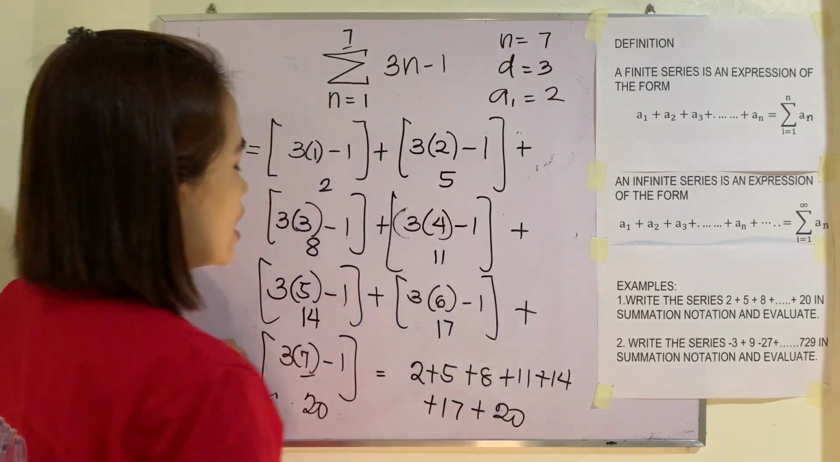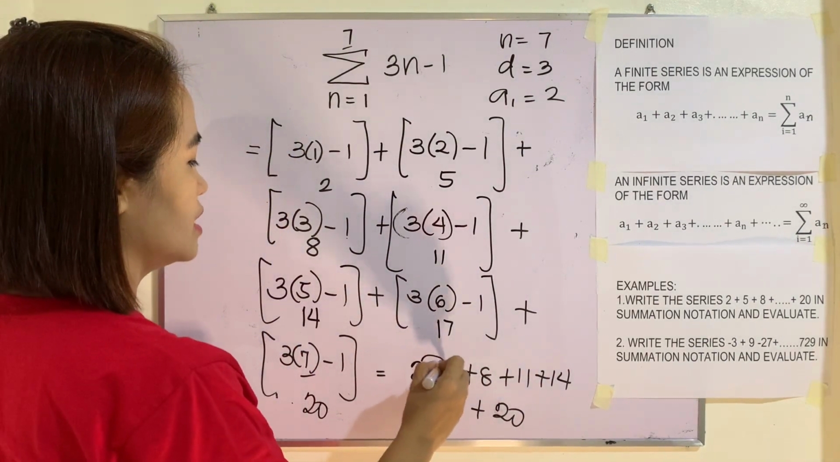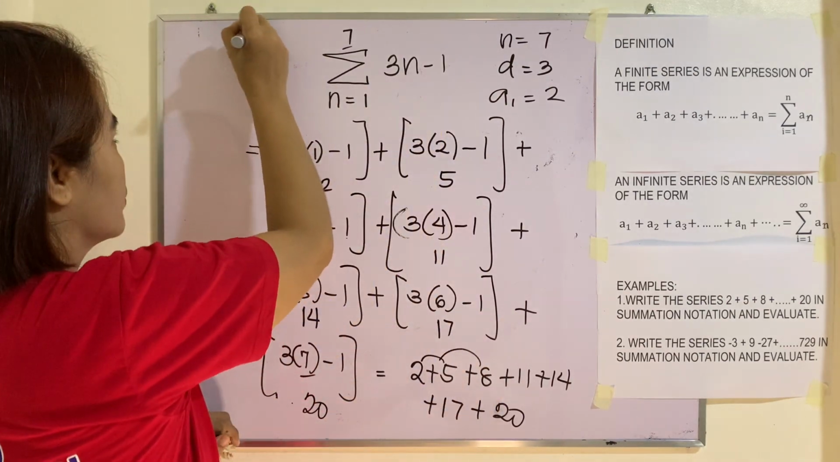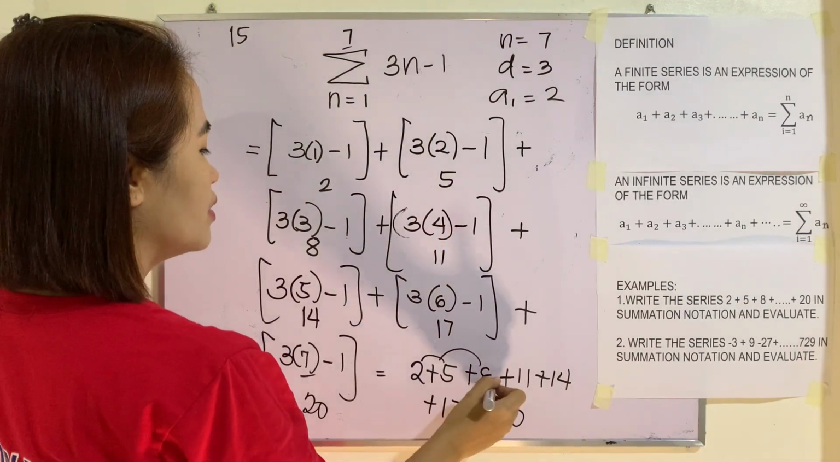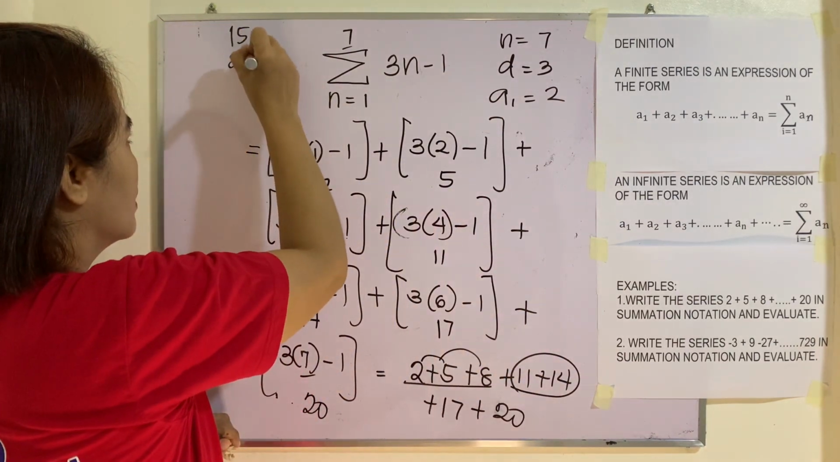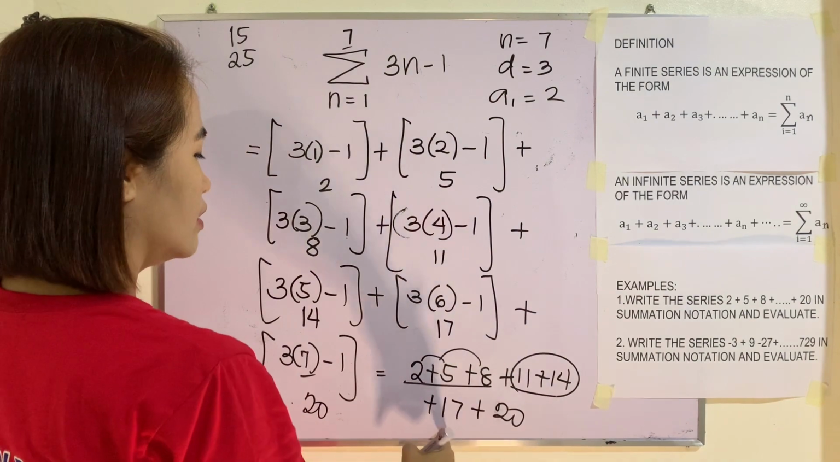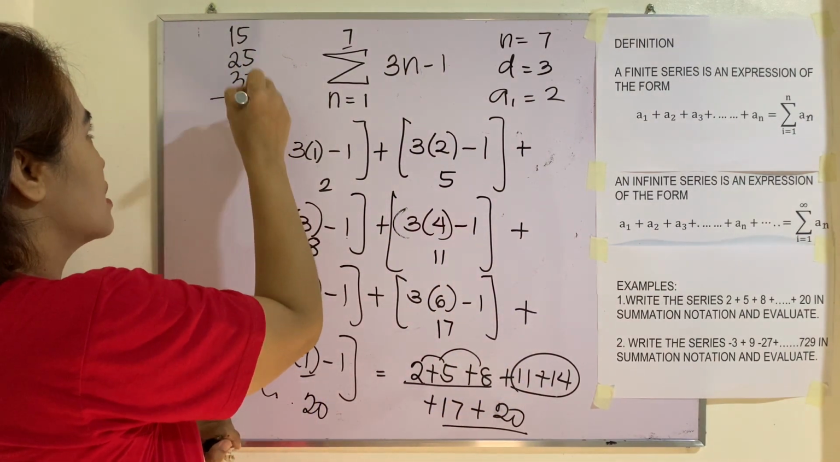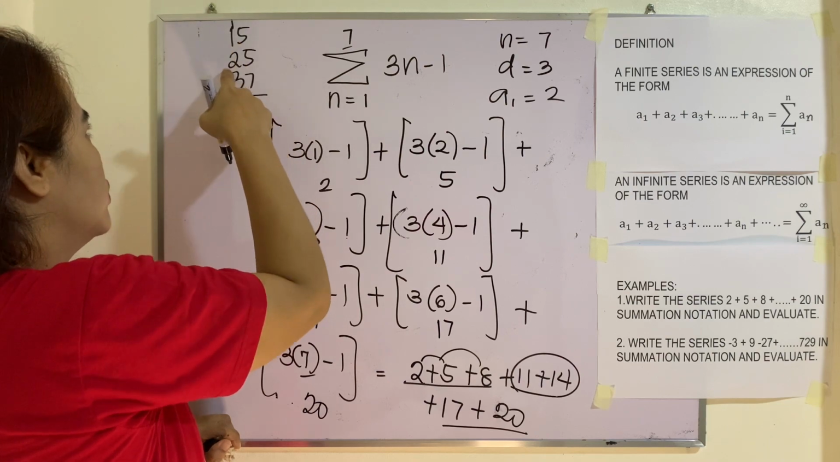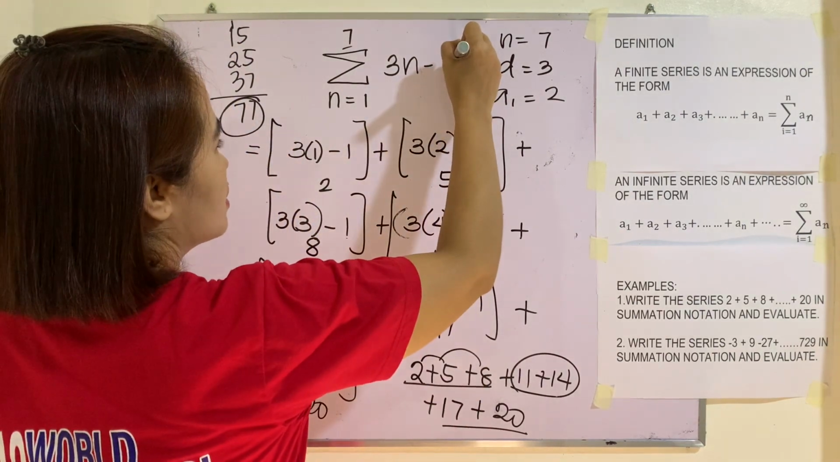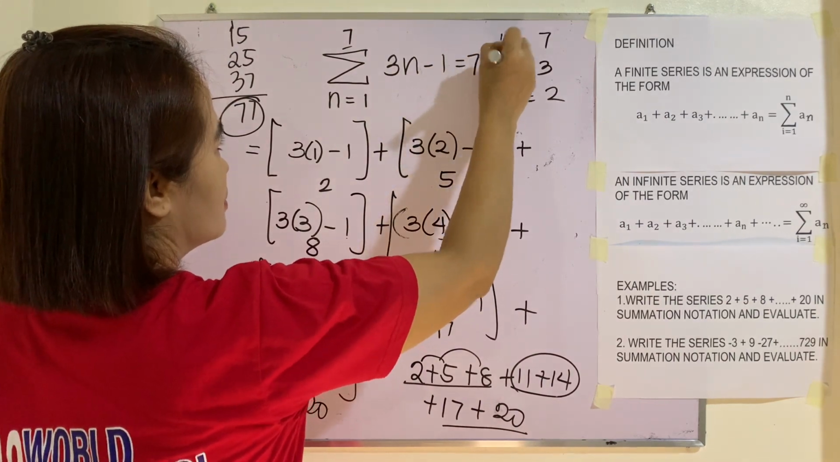And of course, our sum is, what is this? 7 plus 8 is 15. This one is 25. And this one is 37. So we have 77. So this one is equivalent to 77.